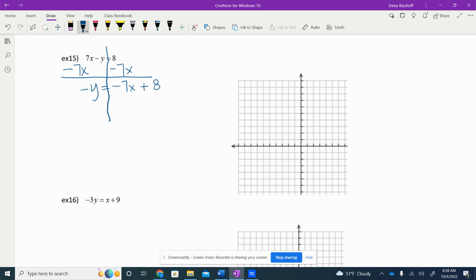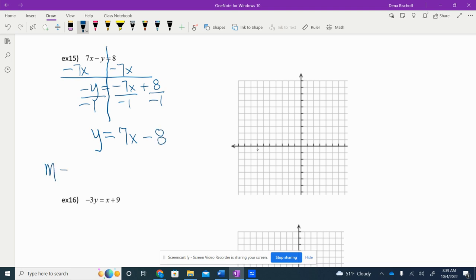And now what? Evan Easton. I need to get rid of that negative in front of my y. No. I want to divide. I would just want to get rid of the negative. I don't want to move anything. So I'm going to divide every single term by negative 1. Dividing by negative 1 does not change the value. It only changes the sign. Because I need that y to be positive. Y equals a negative divided by a negative is a positive 7x. A positive divided by a negative is a negative 8.